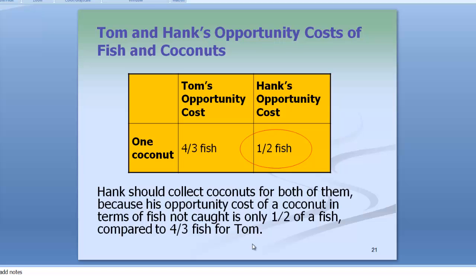Next, we can examine who has a comparative advantage in the collection of coconuts. Tom's opportunity cost of coconuts is 4/3 of a fish, while Hank's is only half. So therefore, Hank should collect coconuts for both of them because his opportunity cost of a coconut in terms of a fish not caught is only 1/2 of a fish compared to 4/3 of a fish for Tom.